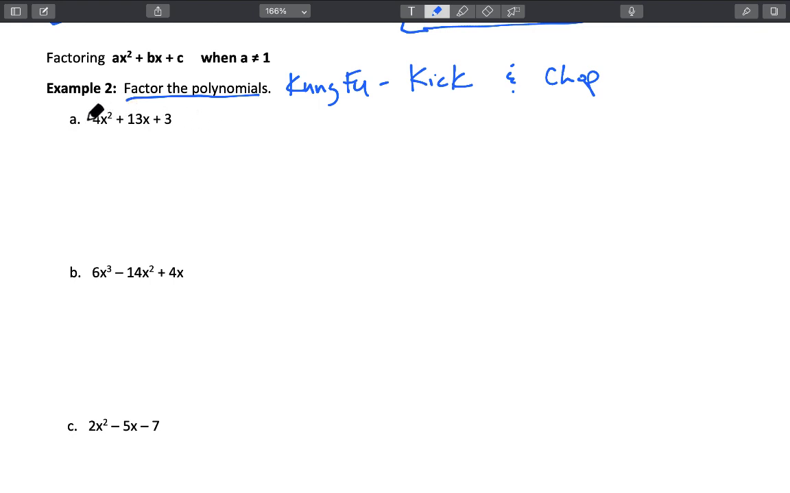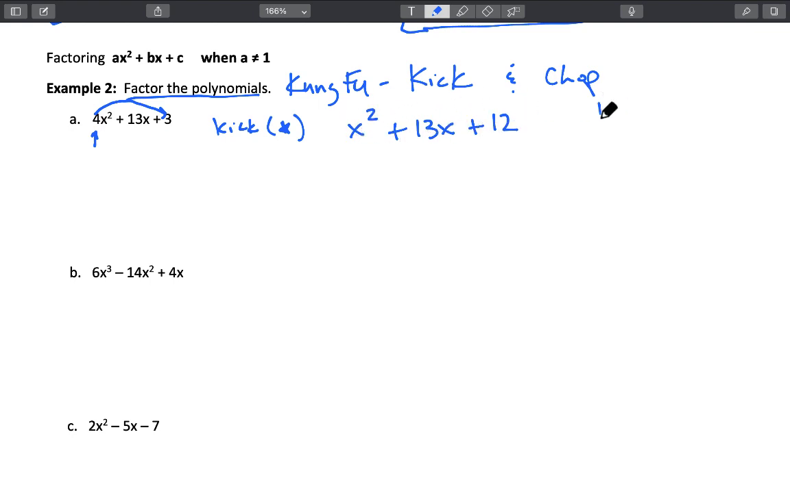We're going to first take a look at our trinomial. We got 4x squared plus 13x plus 3, and we see that the leading coefficient there is not equal to 1. So what we're going to do is we're going to take that 4 and we're going to kick it to the 3. So kick is multiplication. All right, so we're going to multiply the 4 to the 3, and we're going to rewrite our polynomial as x squared plus 13x plus 12. Now keep in mind that 12 came from multiplying the 4 and the 3.